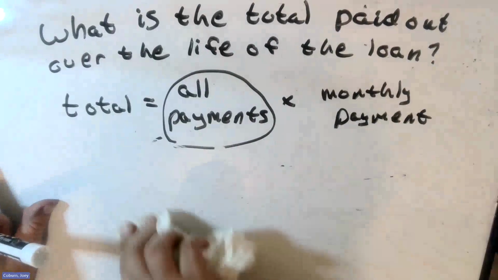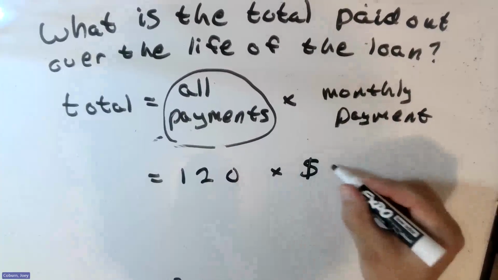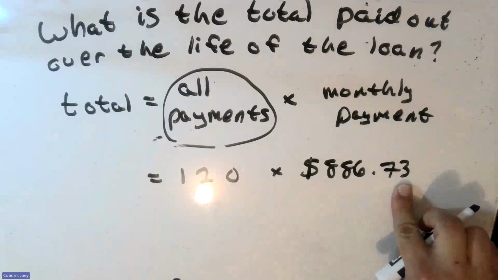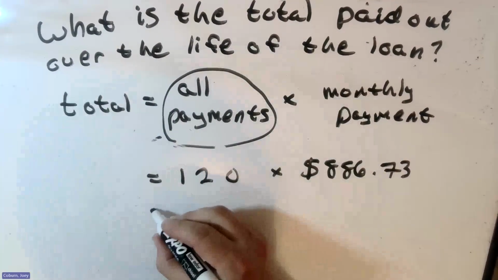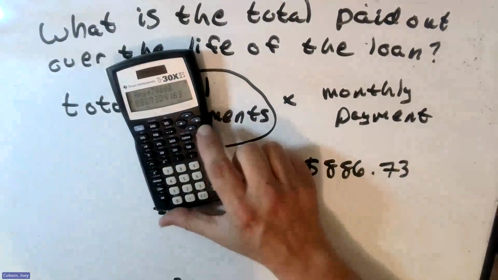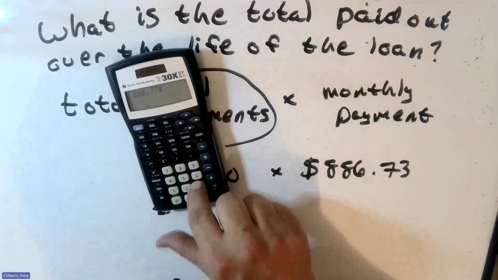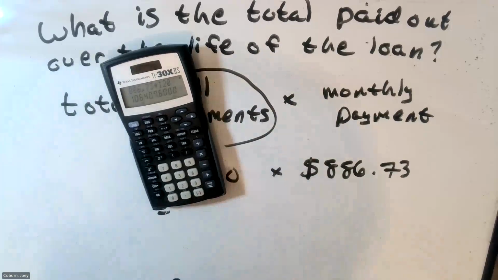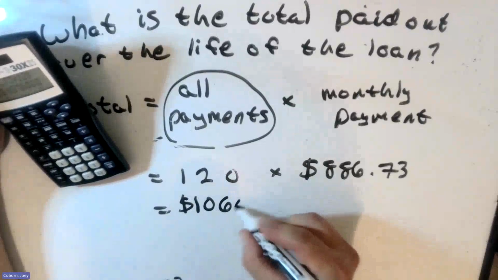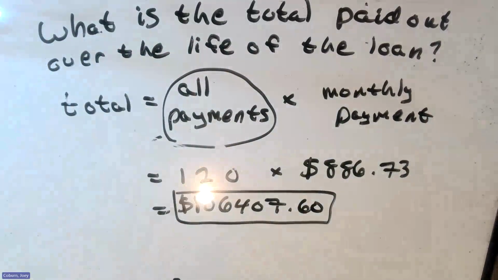So to find the total, 120 times, and we found it was $886.73. Again, I rounded the answer from before to the hundredths place. So now I'm just going to go with the rounded number. I'm not going to use the exact number. This is what we're going to be paying. And lo and behold, here it is, $106,407.60. And that's going to be it.